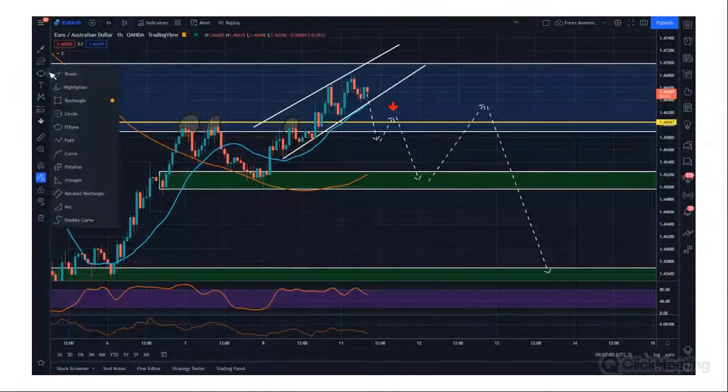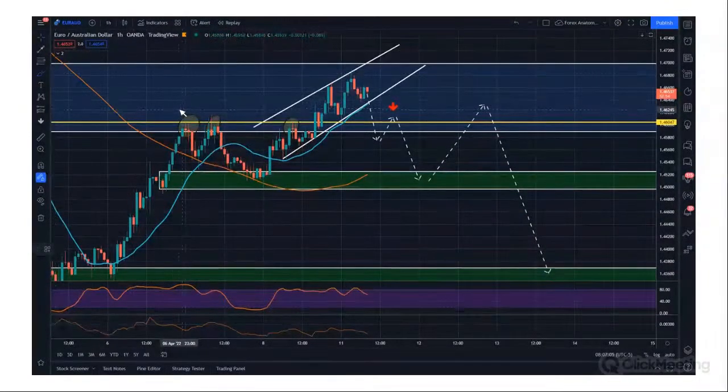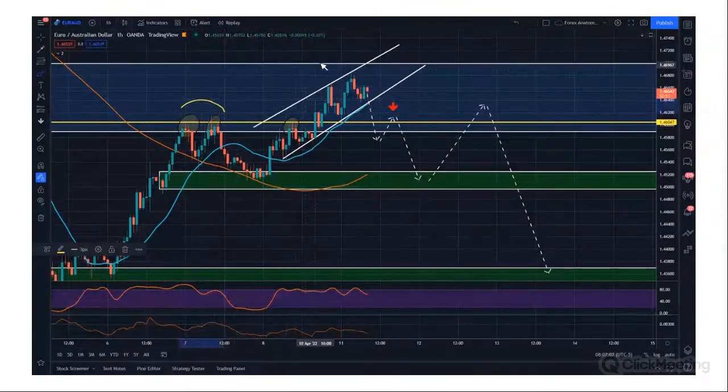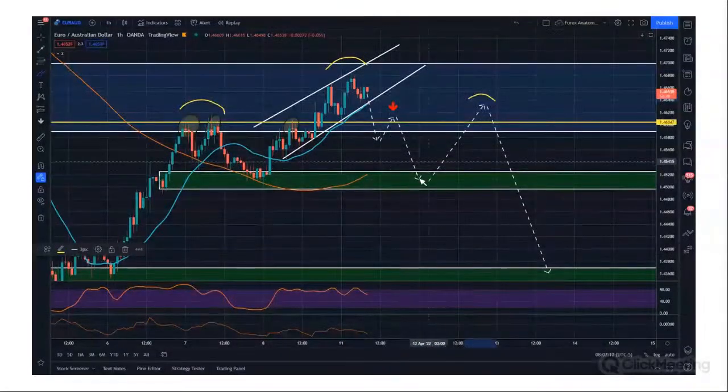So, for those who may not be able to see it, this is our head and shoulders: left shoulder, head, and then this will be the right shoulder of that head and shoulders. And then from there, price is going to shoot lower. So, yeah, that's what I think is going to happen. I wanted to give you guys a good analysis on this particular pair.